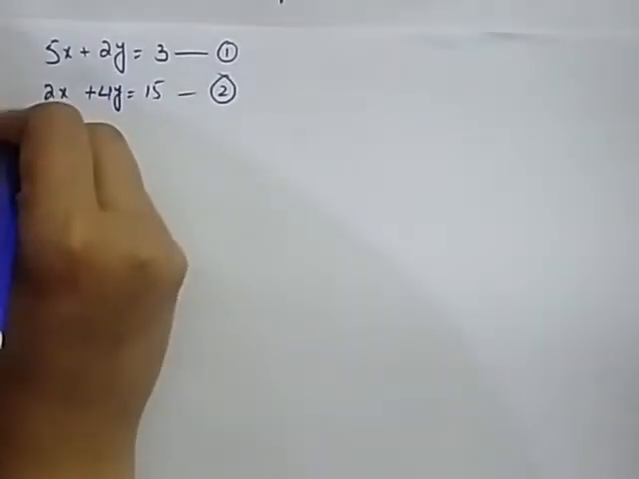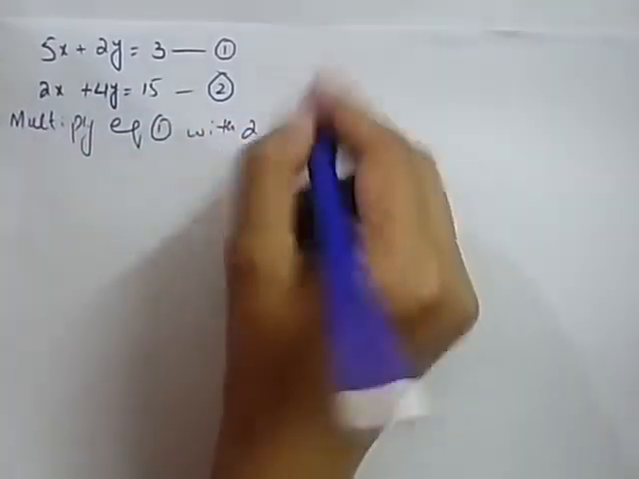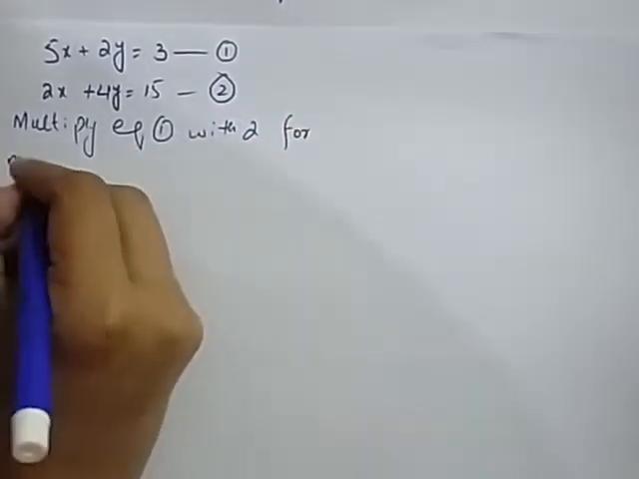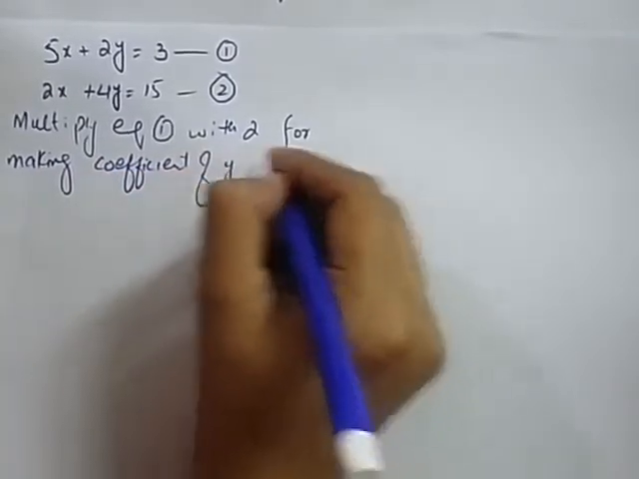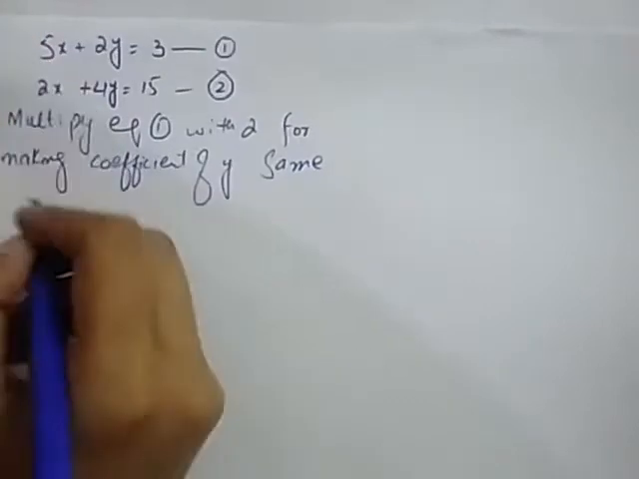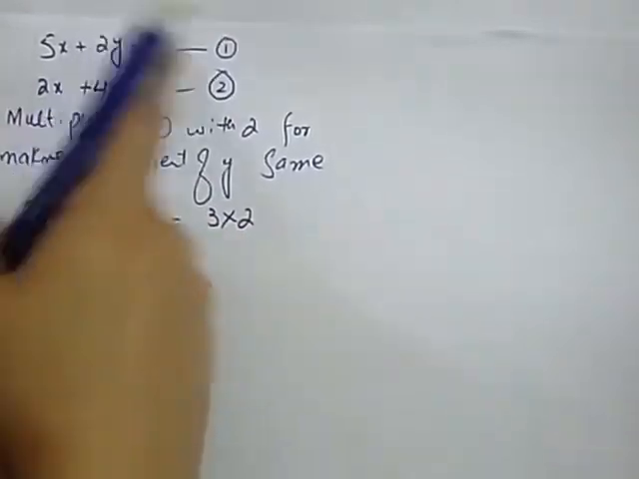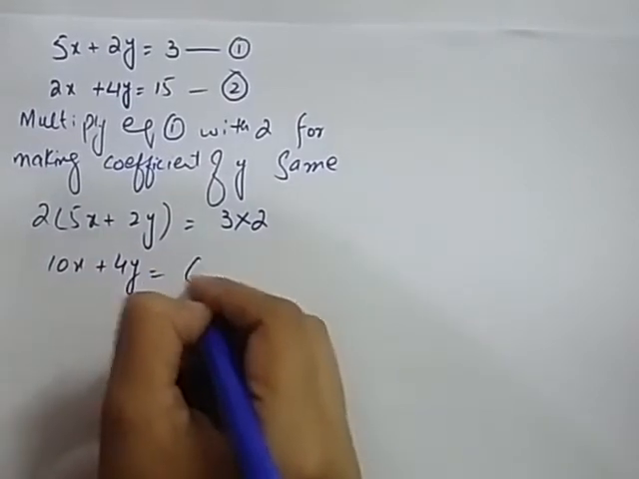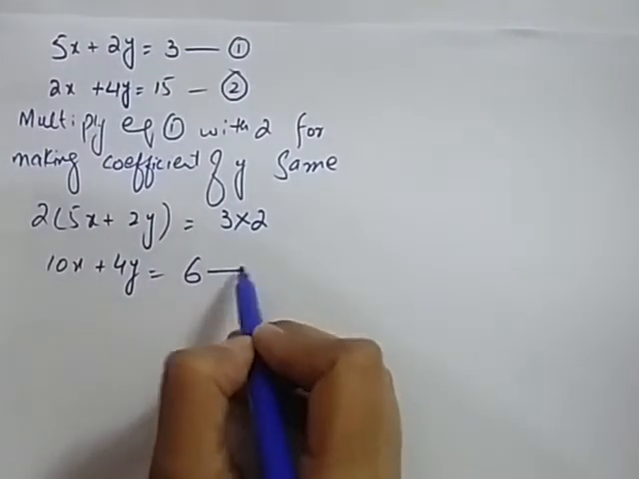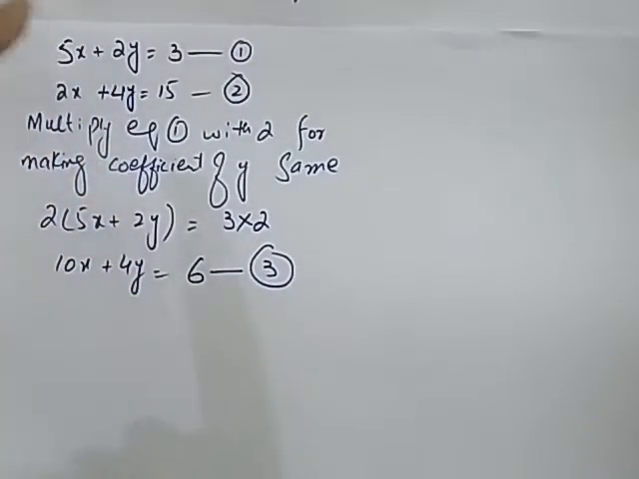So multiply equation 1 with 2 for making the coefficient of y the same. Multiply this equation with 2. As you know, you have to multiply on both sides. Now open up the bracket: 10x plus 4y is equal to 6. Now this is equation number 3. You can see that this is 4y and this is also 4y in equation number 2, because I have changed equation number 1.